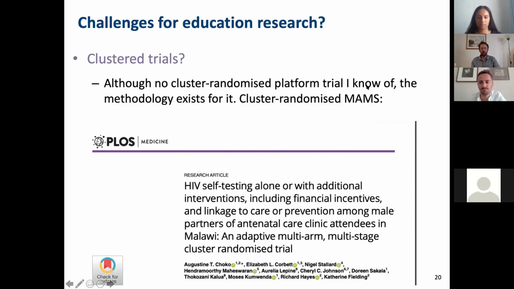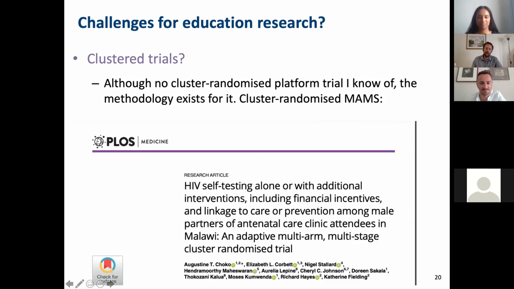And the final thing I wanted to say before maybe we have some discussion is some challenges that I would guess are present for education research that might not have been considered so much in the platform trials literature, as they're mostly motivated by drug trials. First of all, I imagine a lot of education research is clustered, and I'm not aware of a cluster randomized platform trial. Maybe someone here will set up the first one.